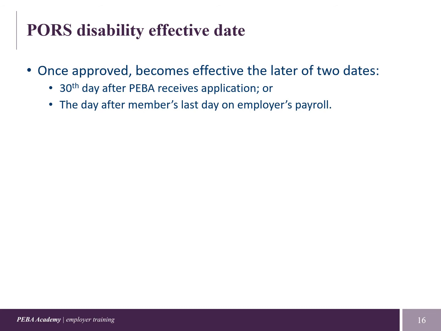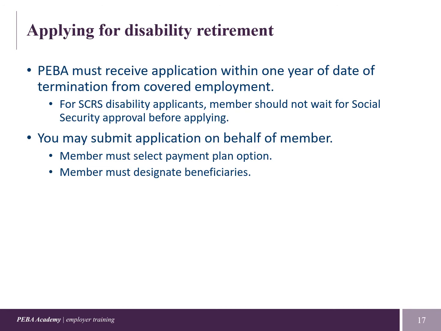The PORS disability retirement effective date is either 30 days from the day PEBA receives the member's application or the day following the member's last day on payroll, whichever is later. To apply for disability, PEBA must receive the application within 1 year of the member's termination date.